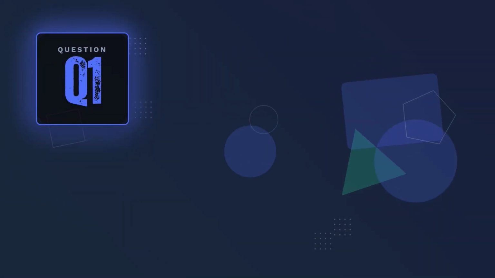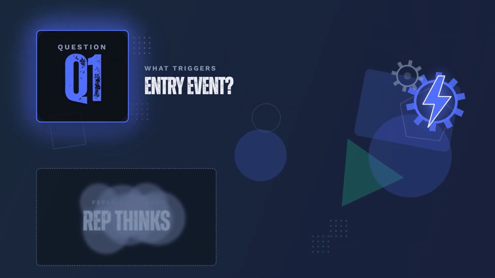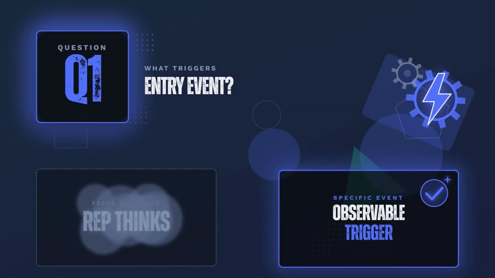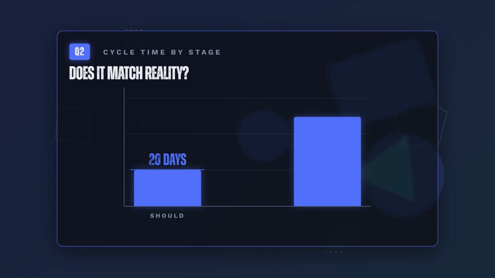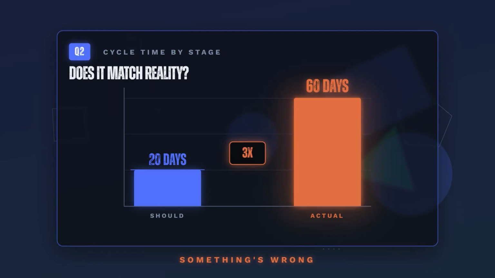As you go back to your business and you start thinking about your pipeline, here are the diagnostic questions you should be asking your team. Question 1. What exactly triggers a deal to enter our pipeline? If you can't get a clear answer, you have a problem. There should be a specific event, not when the rep thinks it's qualified, but a specific observable trigger. Question 2. What is our average deal cycle time by stage? And does it match reality? If a deal should spend 20 days in evaluation, but they're spending 60, something's wrong. Either your process is broken or your deals aren't what you think they are.